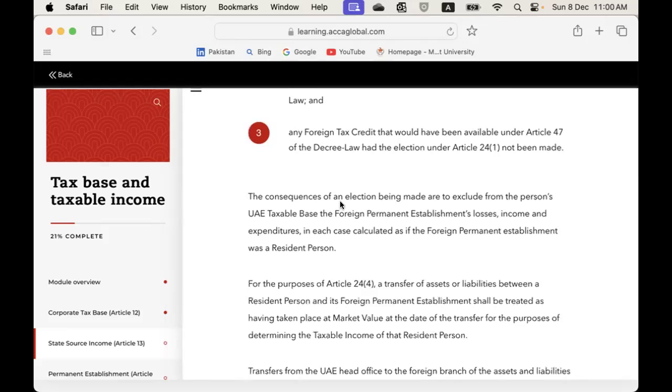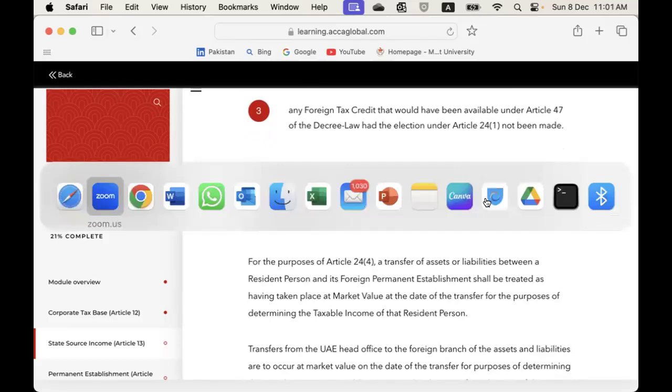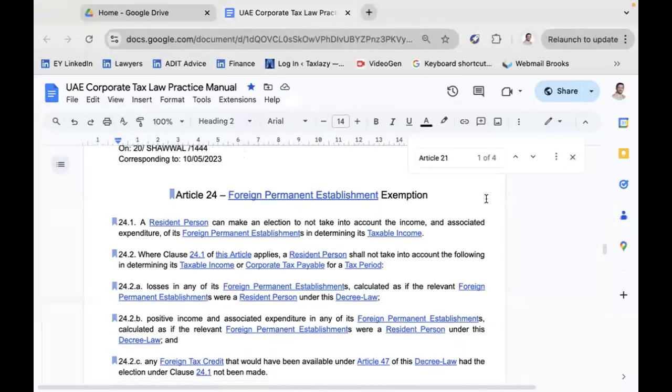The consequences of an election being made are to be excluded. Altaf, yes. Now once a company waives this exemption for one corporate tax year, next year do they again have to opt for this exemption, or is it automatically there? As far as I can tell you, this is an irrevocable option. So you cannot pick and choose.